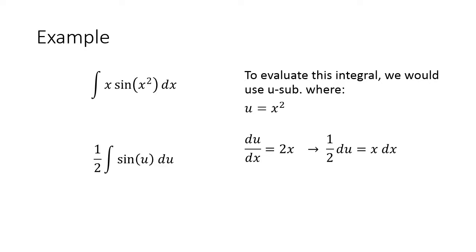But what did I really do? How am I allowed to actually just change variables to make my life easier? And when I changed variables from x's to u's, I ended up with that 1/2 in front. What is that 1/2 doing there? We see algebraically why that is, but what is it really doing there?